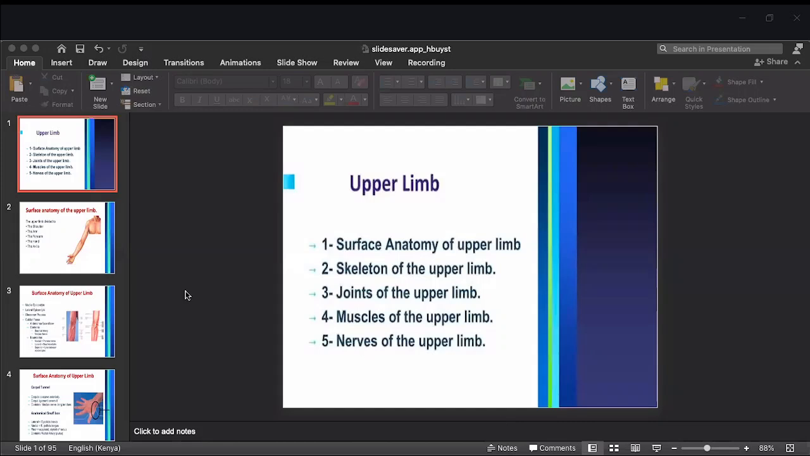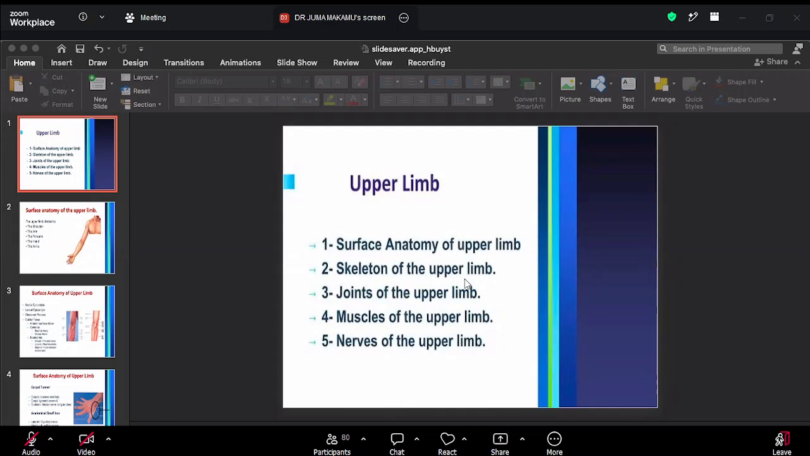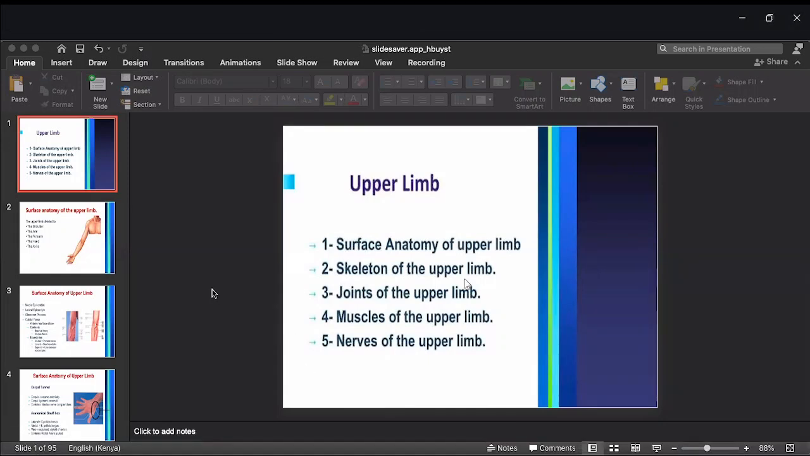Are you able to see my screen? Yes. Can you see it? I can't see it. Where is it? You can see the slides. Yes, we can see it.